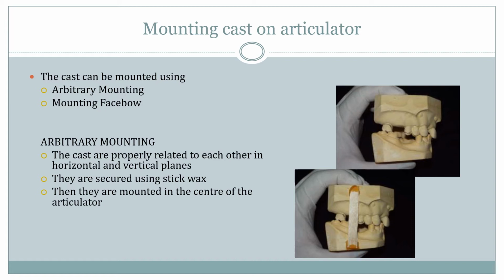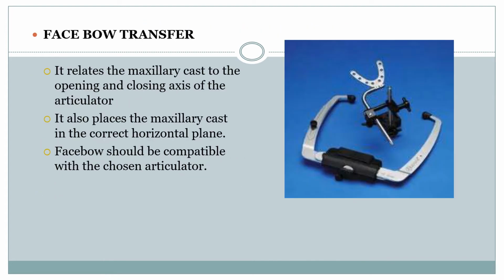In your arbitrary mounting, what you have to make sure is that once you have positioned your cast as seen in the picture, and you know that this is how the opposing teeth are occluding with the lower teeth, you must secure it in this position. That is, you should either use sticky wax and secure it with the help of rubber bands, or just use some tape to secure it in that position, and then go ahead with the mounting, because the cast might also change while doing the mounting. Face bow transfer: in your face bow transfer, what happens is it relates your maxillary cast to the opening and closing axis of the articulator.